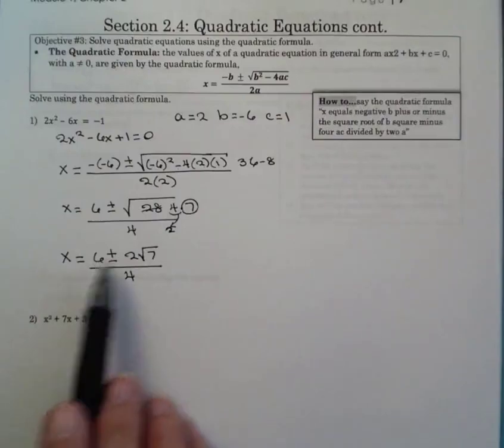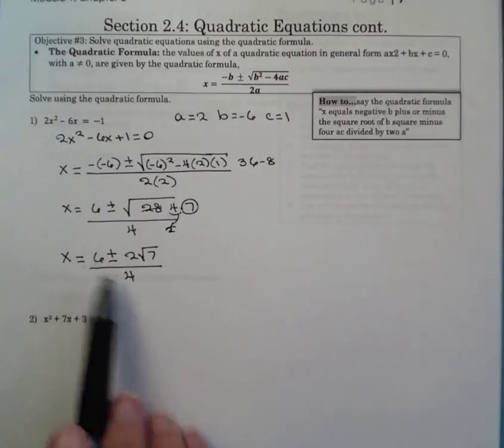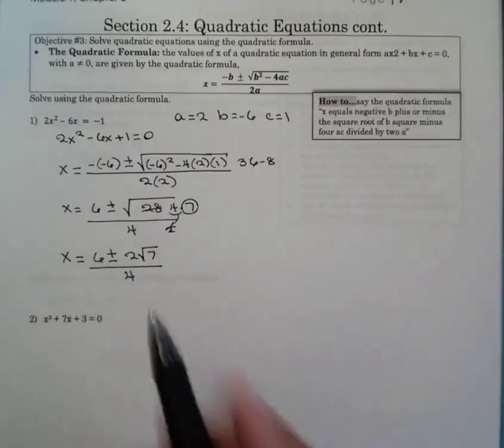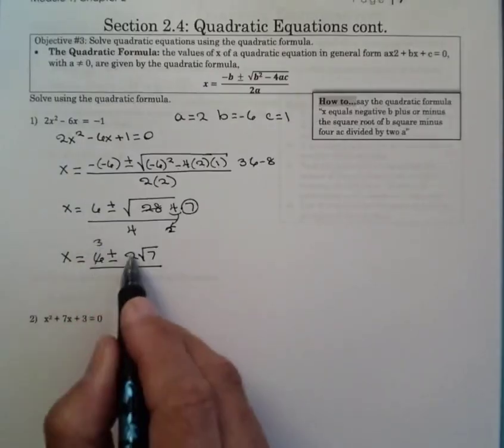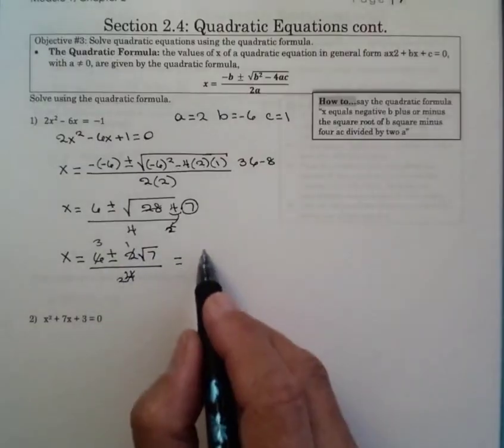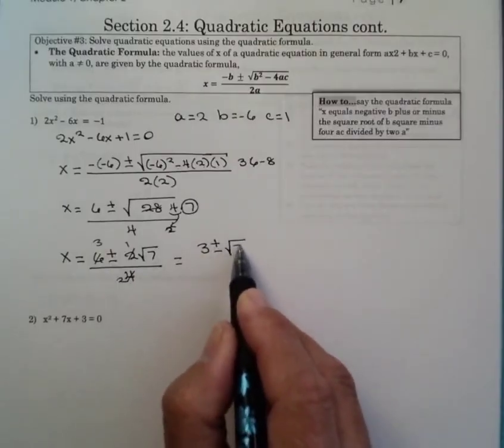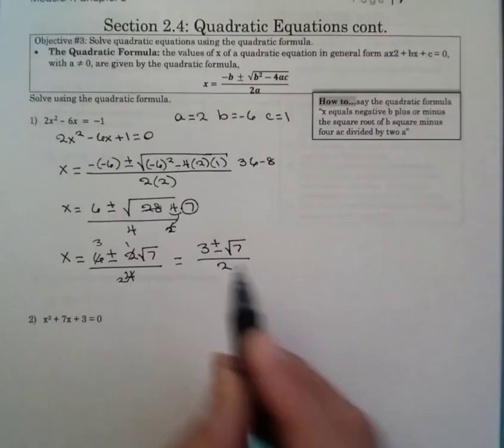Now I've got three terms, 1, 2, 3, and I would have to reduce all three of them together, but they all three are even. They'll divide by 2. If I divide this by 2, and I divide this by 2, and I divide this by 2, I have a simpler solution: 3 plus or minus the square root of 7, over 2.